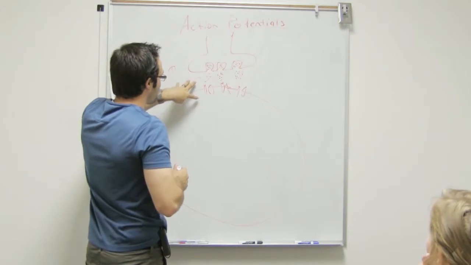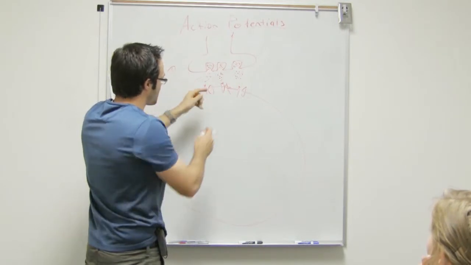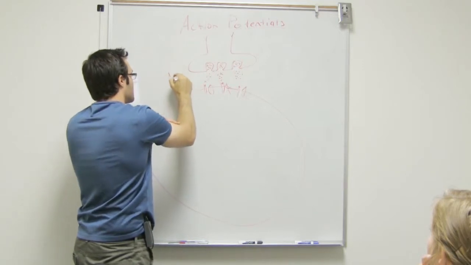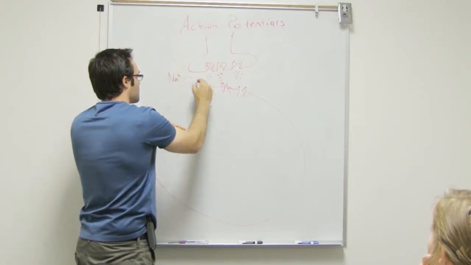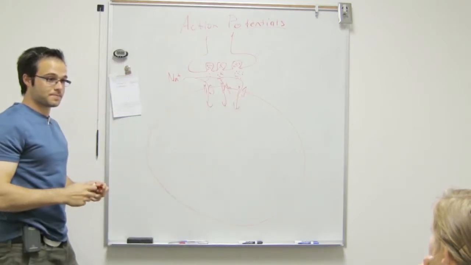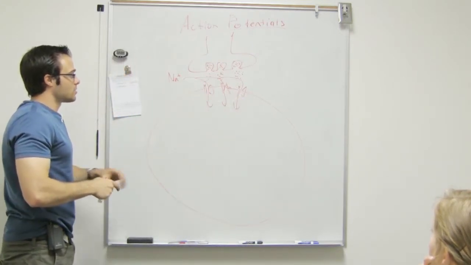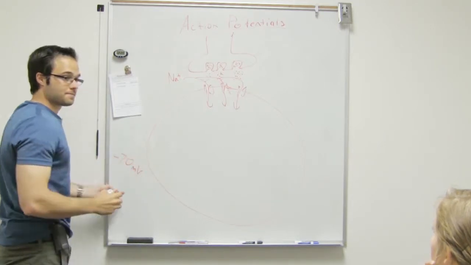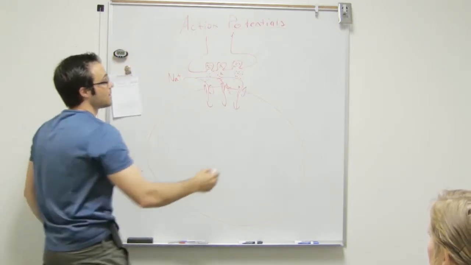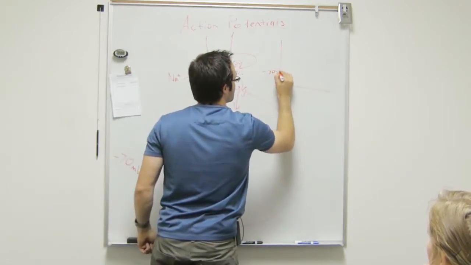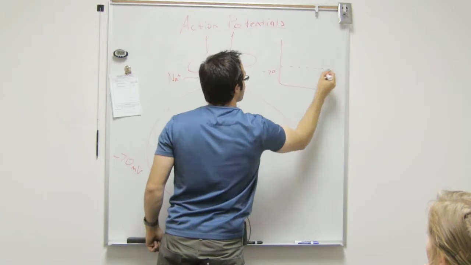So these gates open and they let in sodium ions. And they're specific. Only sodium ions will come in. Okay? So what's that going to do to the cell, say the cell's at negative 70? It's going to make it more positive, because sodium's positive. So say here's our graph. Here's negative 70. Here's our threshold.